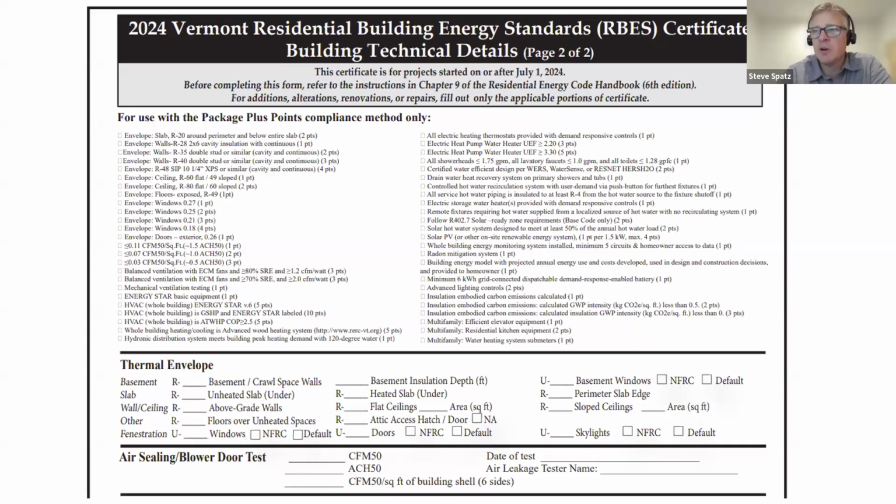And then the 2024 code is also looking to have the blower door result defined as both air changes per hour and CFM per square foot of surface area. And that's the 6 sides of the building shell.